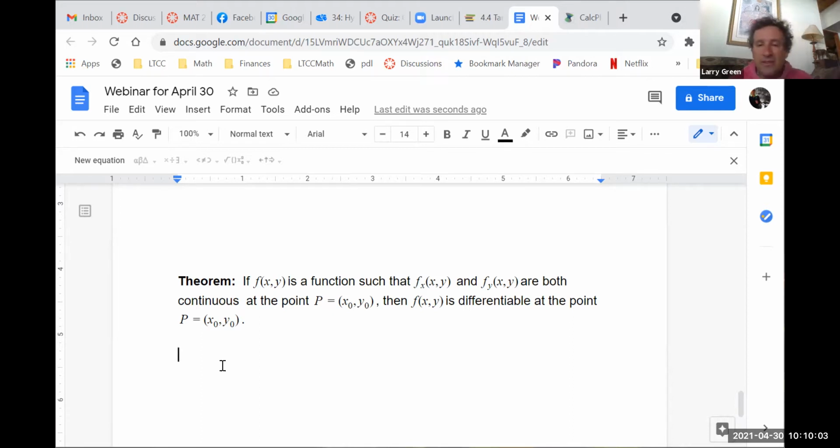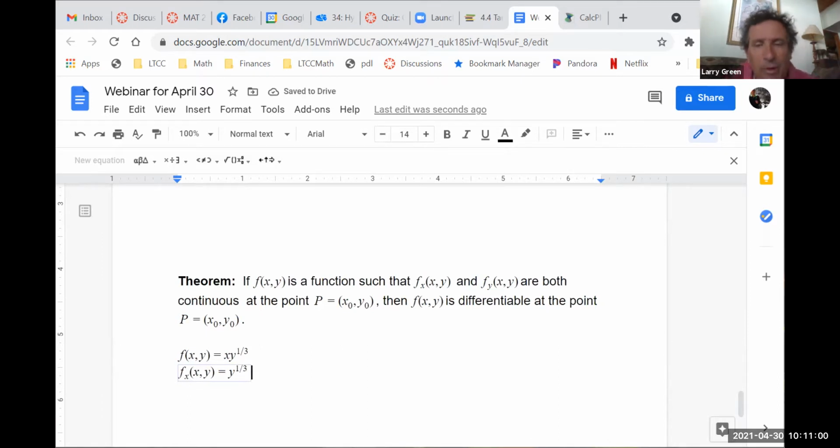Okay, it's not that hard to come up with examples. So for example, f of xy equals x times y to the 1/3. Let's check to see where this is differentiable. What's f sub x? You should all be able to tell me that. This isn't supposed to be hard. Yeah, y to the 1/3.